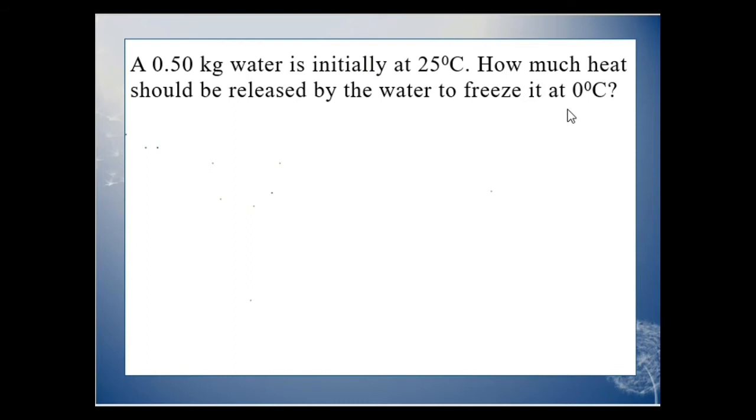So now let's solve the first problem. A 0.50 kilogram water is initially at 25 degrees Celsius. How much heat should be released by the water to freeze it at 0 degrees Celsius? Now, if you're still not used to solving for phase change, you can use the graph so that you can analyze how much heat will be required. What are the different processes which will require heat to be absorbed or released? For example, in this one, it has started from 25 degrees Celsius. So I'll show you the graph.